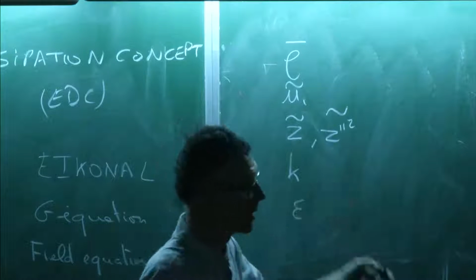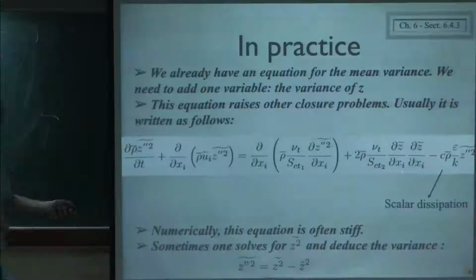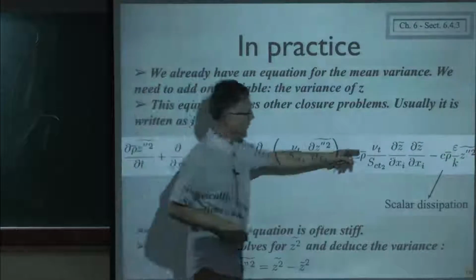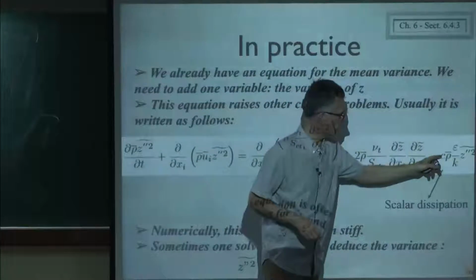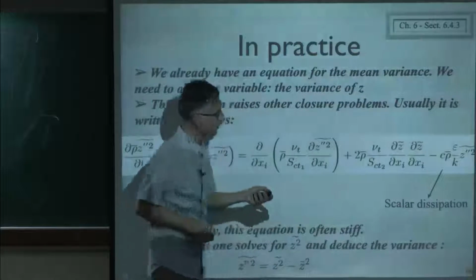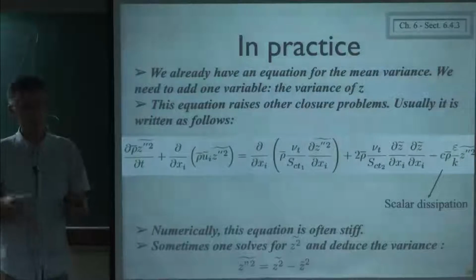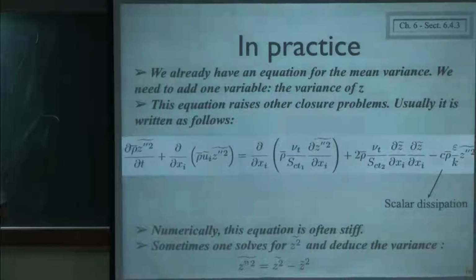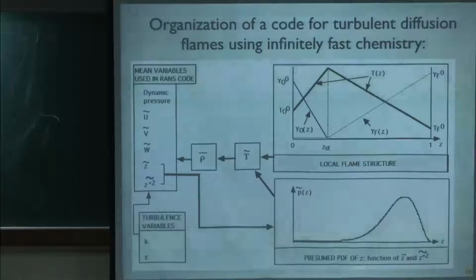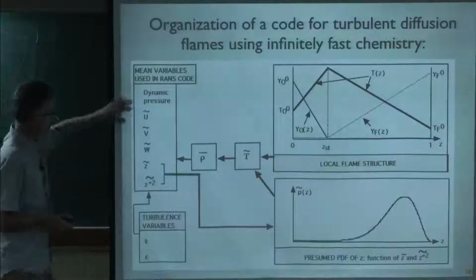Those equations are written here. Again, constants to add here, constants to add here. And there's an additional problem with this equation, that it's very stiff and sometimes it's difficult to control. But that's the price to pay. So the code now will work like this. So this is what you have in your code.